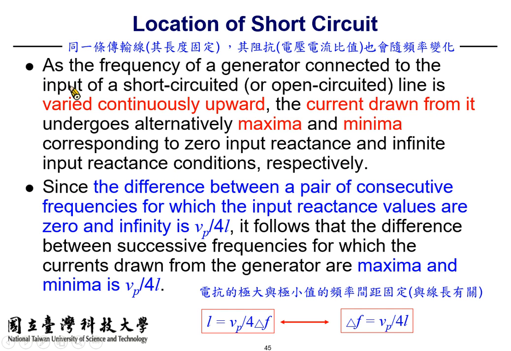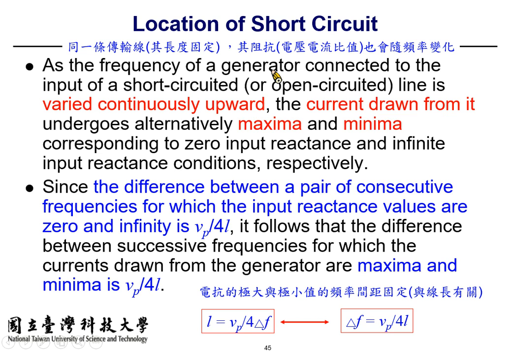So let's take a look at the example. So we have a generator connected to the input of a short circuit line, or open circuit line, but you don't know that. So suppose we are connected to a short circuit line and we vary the generator's signal frequency upward. Of course, you can do that downward. And the current drawn from the generator will undergo maximum current magnitude and minimum current magnitude alternately.